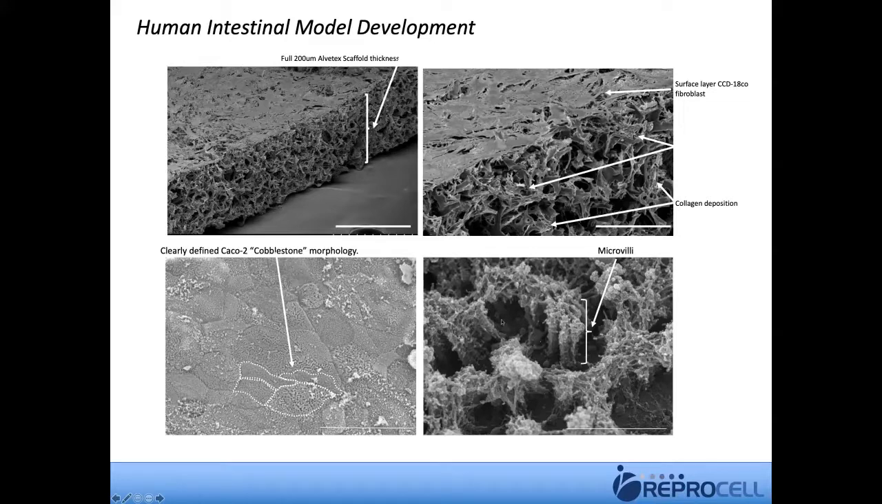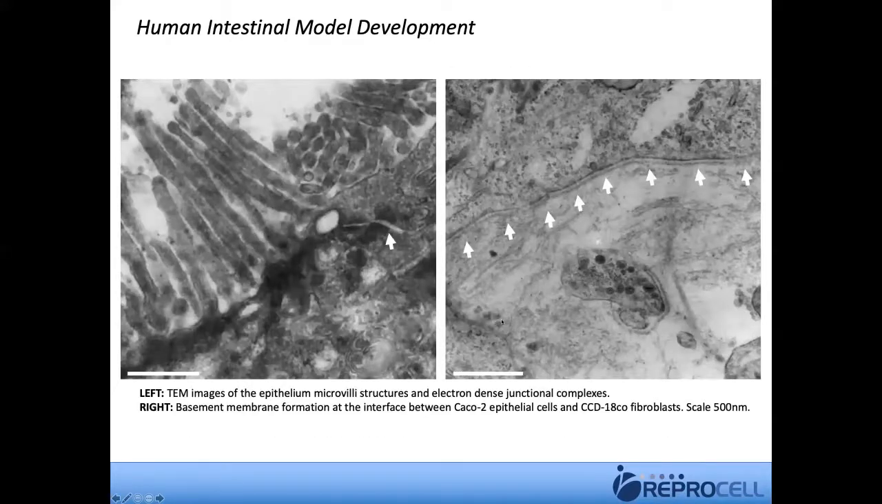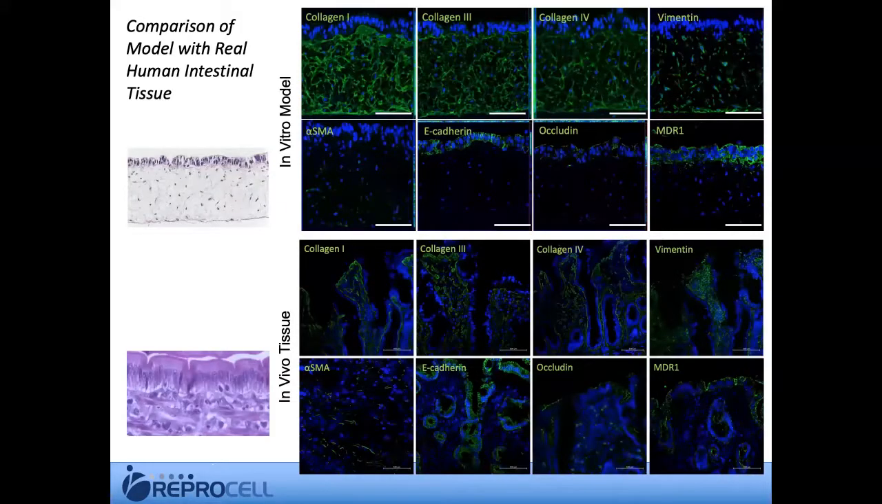You can see very clearly the microvilli and the glycocalyx on the surface. And these transmission electron micrographs again show microvilli, junctional complexes, and the basement membrane at the bottom, and the basal aspect of the epithelium. We compare the in vitro model with the in vivo tissue, just as I said, for a variety of different markers. So within the matrix, to check the deposition of the ECM.